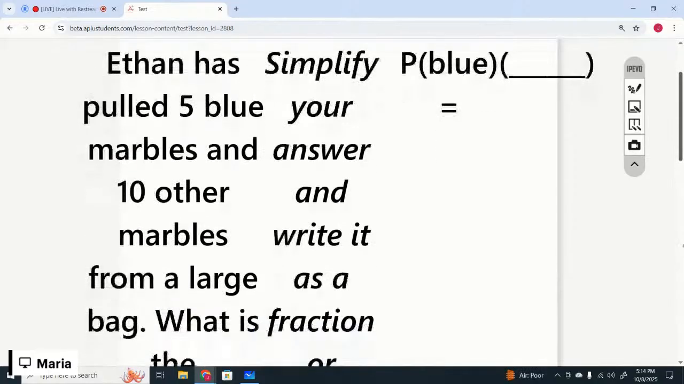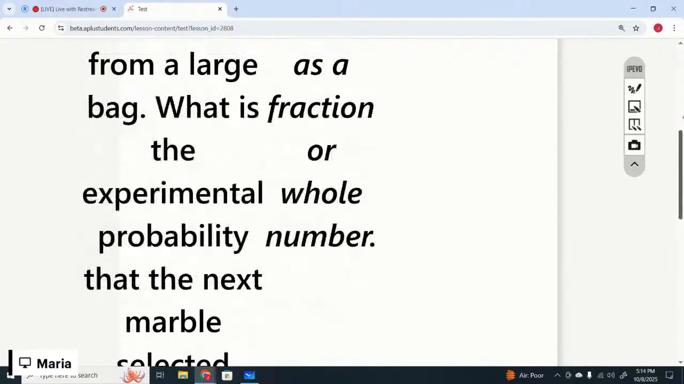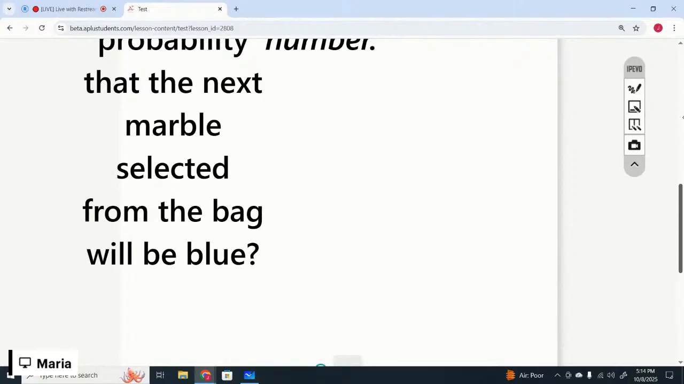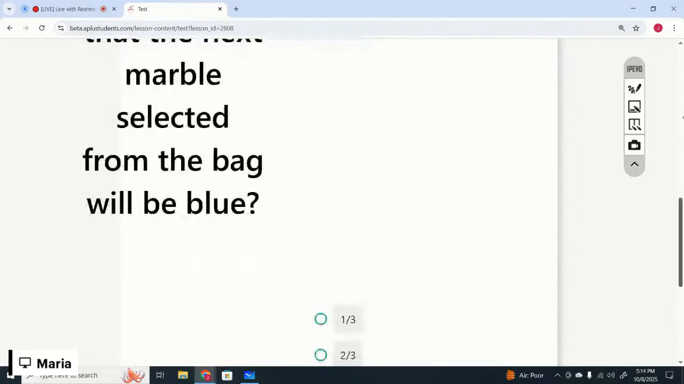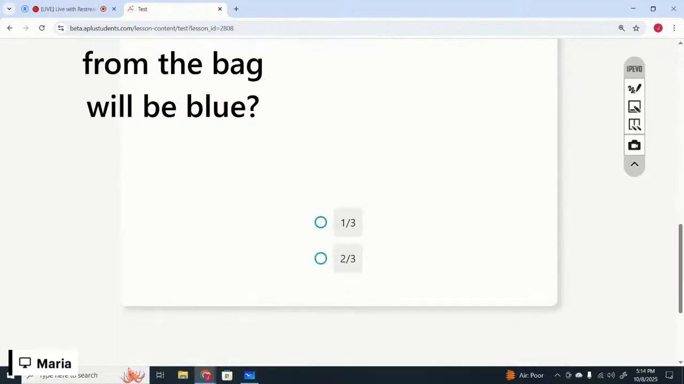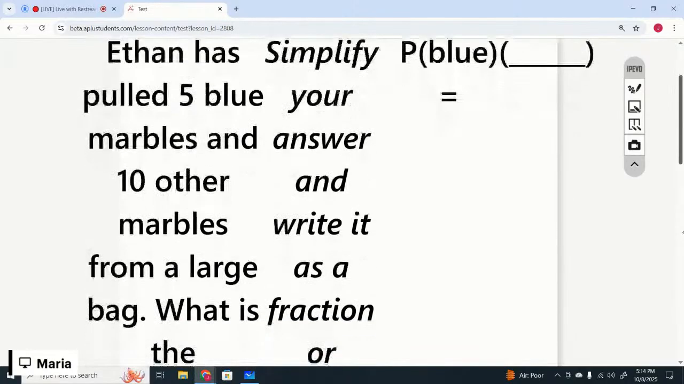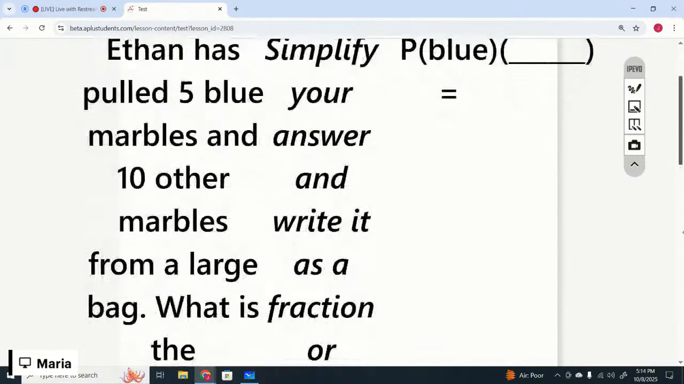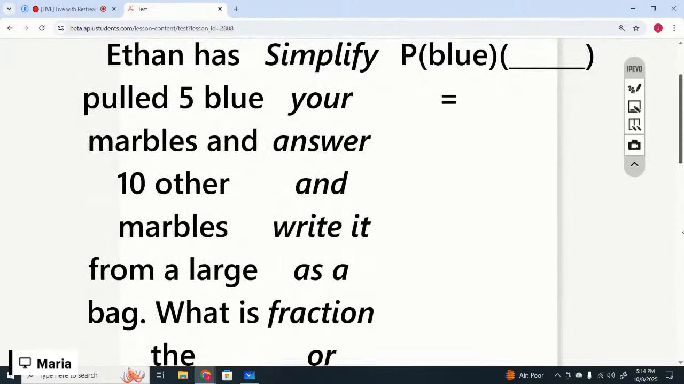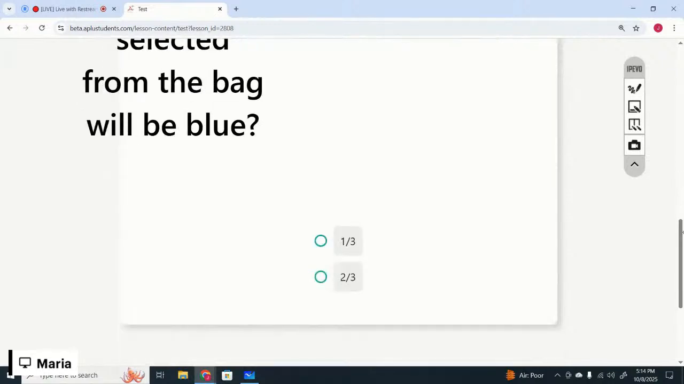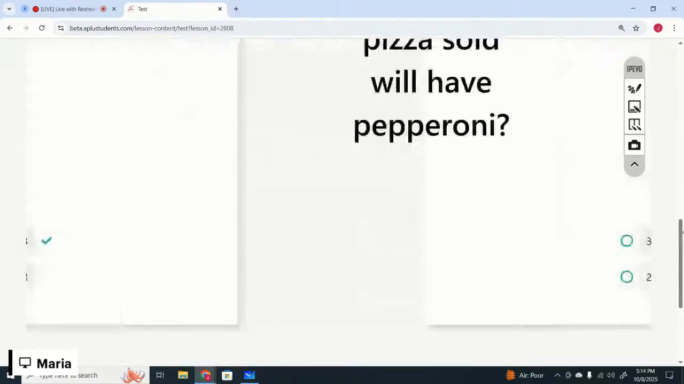Ethan has pulled 5 blue marbles and 10 other marbles from a large bag. What is the experimental probability that the next marble selected from the bag will be blue? That is 5 out of 15. Option number 1 is the correct option. 1 by 3 it is.